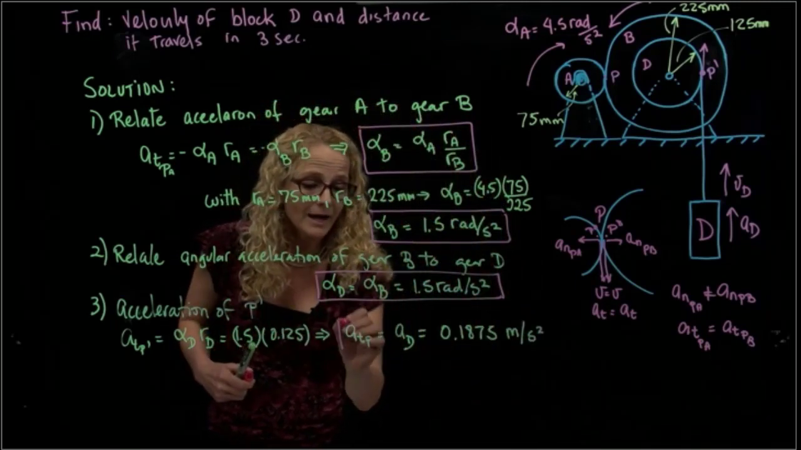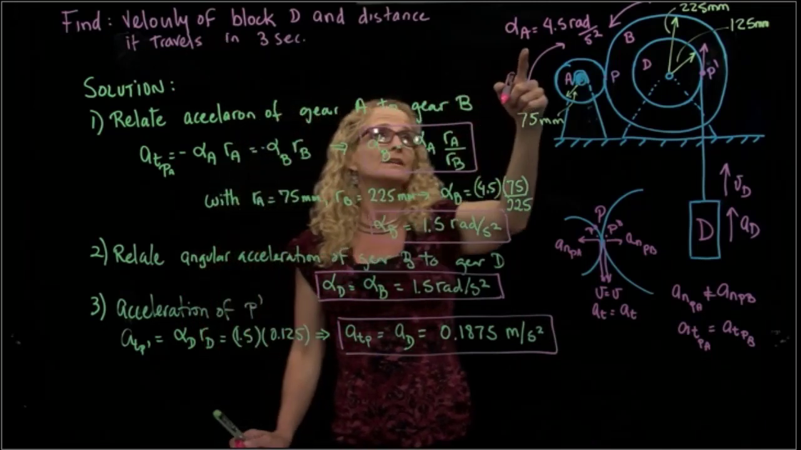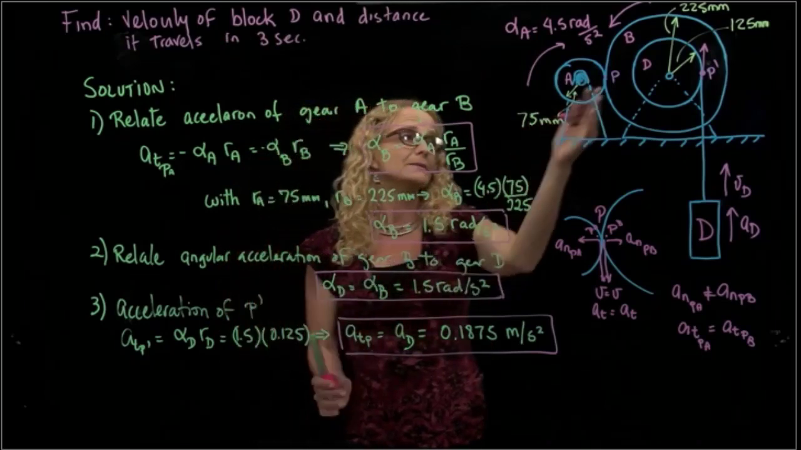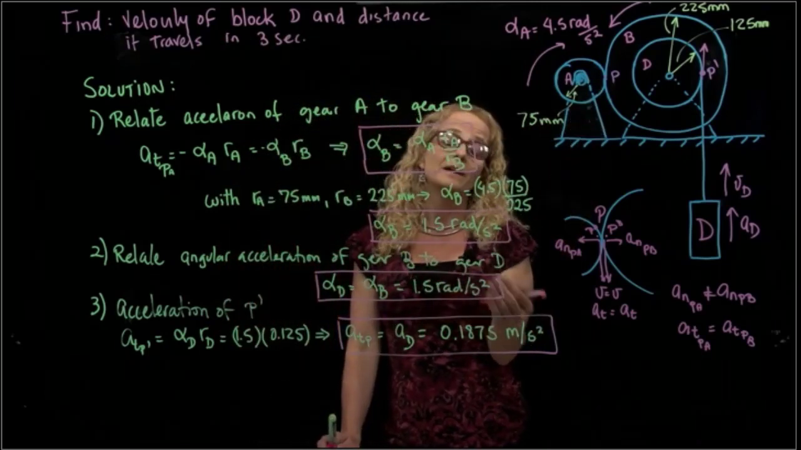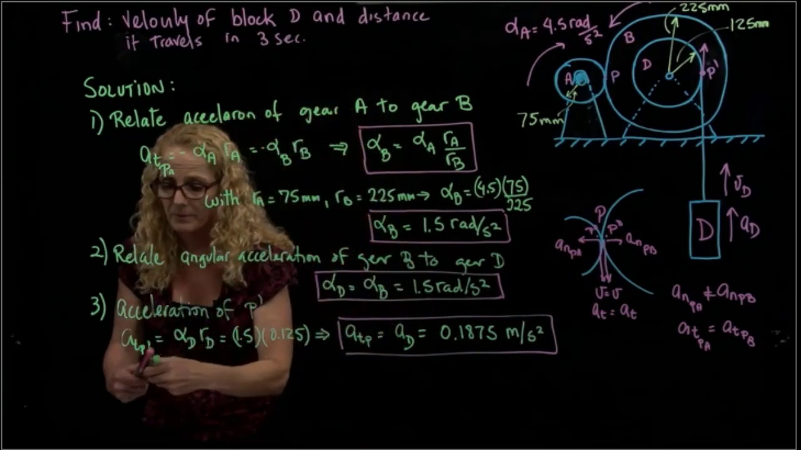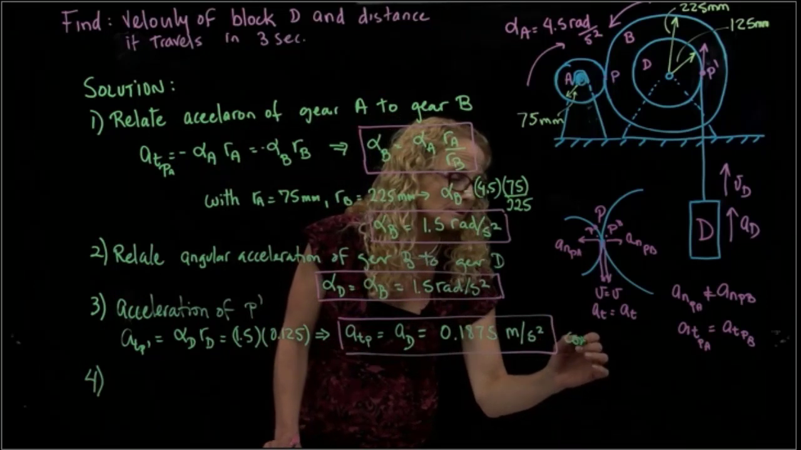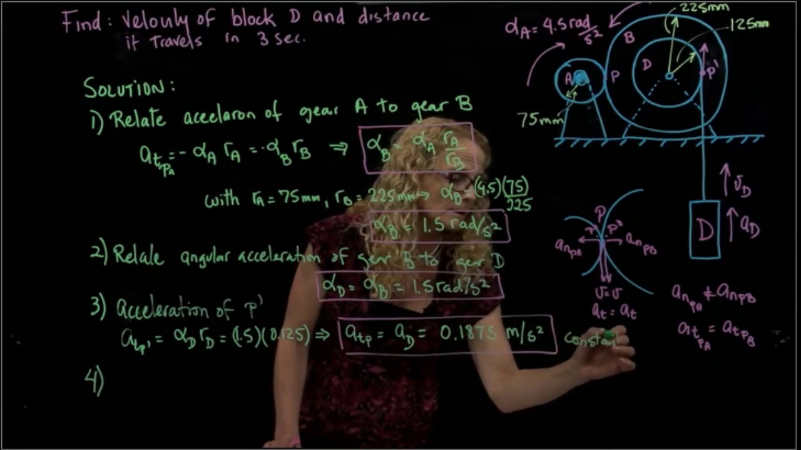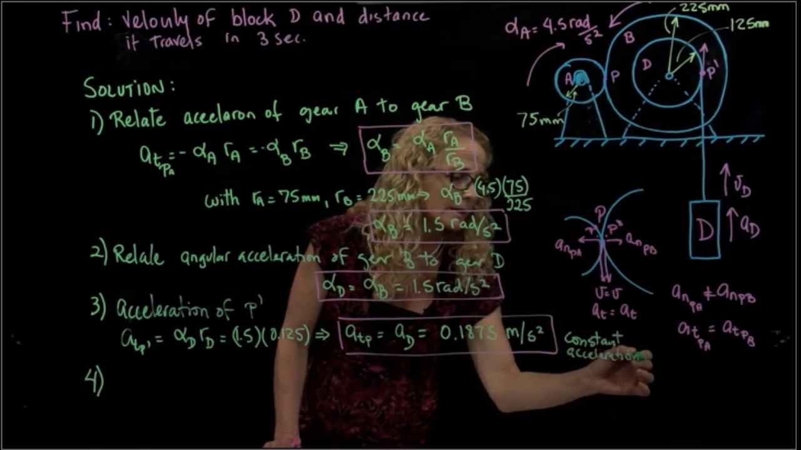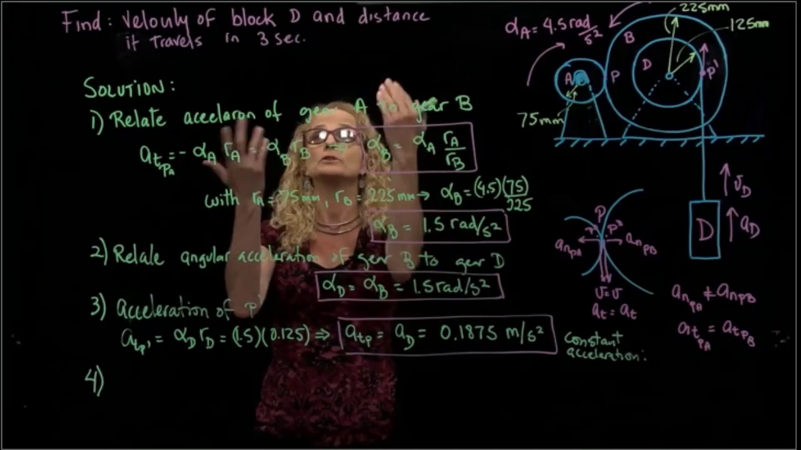Okay, having that value, they asked me to find velocities, but since I was given accelerations, I cannot find velocities yet with these relations. But now, how do I find velocities having the acceleration? So the fourth step, since this is a constant acceleration, I can just use integration of accelerations to find velocity and position in seconds.